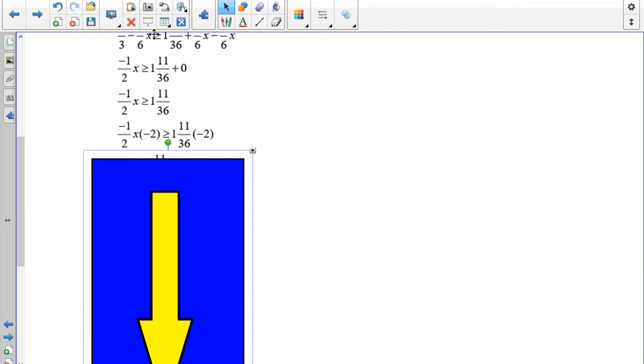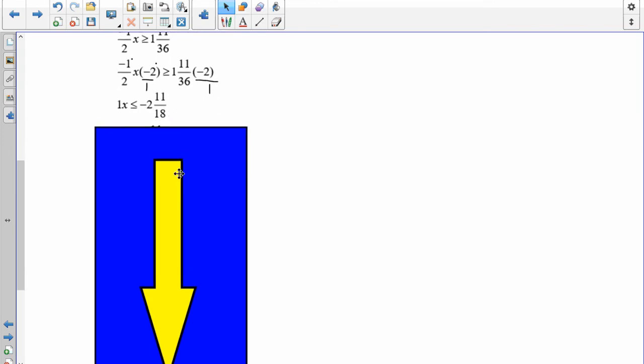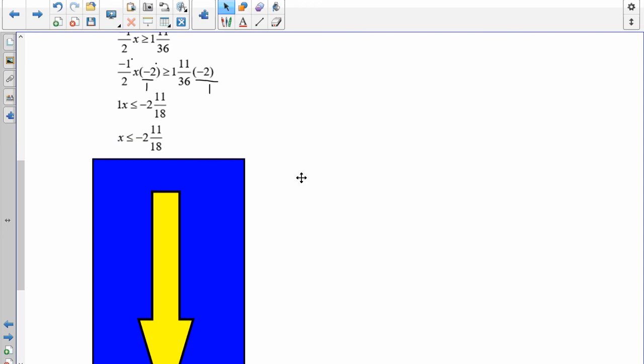1/2 times 2, this is 2 over 1. And you notice that that is a reciprocal to this and this. Because these are reciprocals, that means that they're going to multiply and give you a positive 1. So I have 1x is less than or equal to, and of course over here I get 2 and 11/18. All right, so final one, x is less than or equal to negative 2 and 11/18.